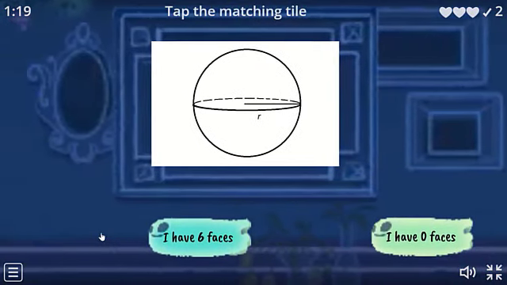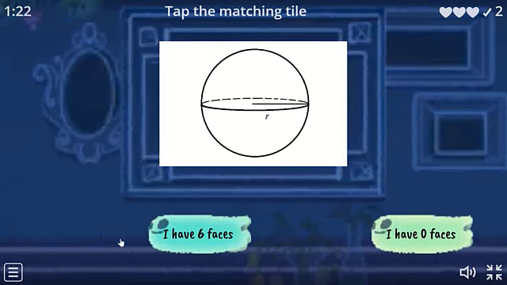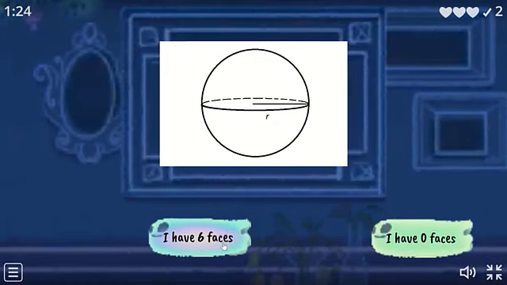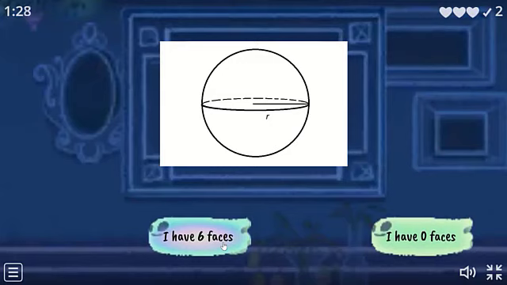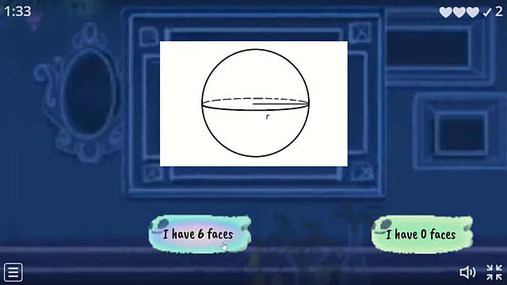This is a sphere. I have 6 faces. Does the sphere have 6 faces? No, the sphere has 0 faces, 0 edges and 0 vertices.